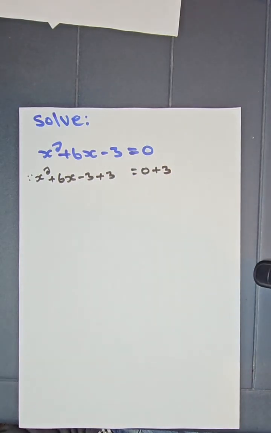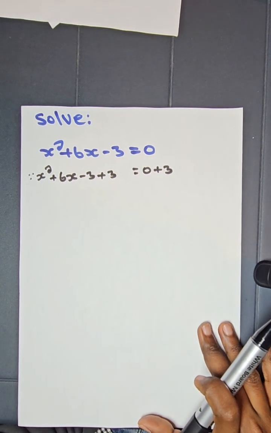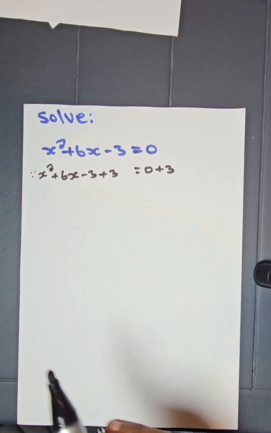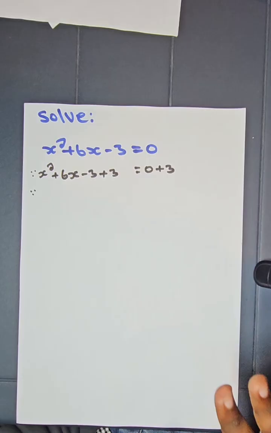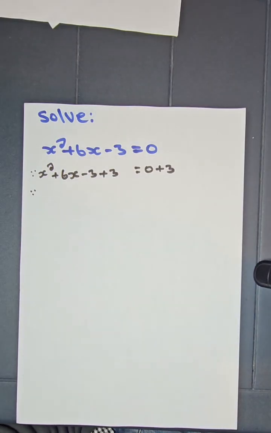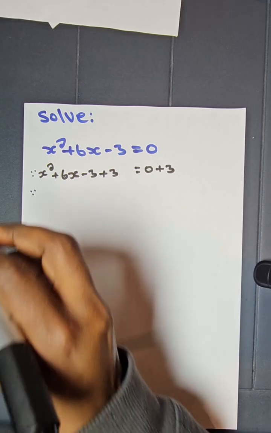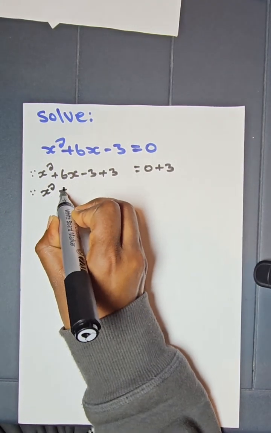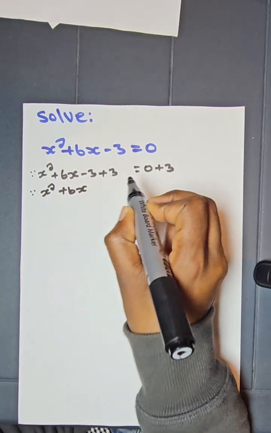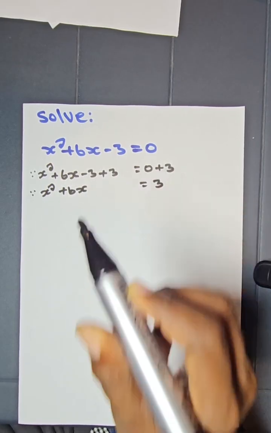When I say isolate all x terms, it means I need to get rid of this constant term, which is minus 3. This simplifies, and I add 3 to the other side, because the golden rule of the equation says whatever you do to one side, you must do to the other side too. This simplifies to x squared plus 6x equal to 3.